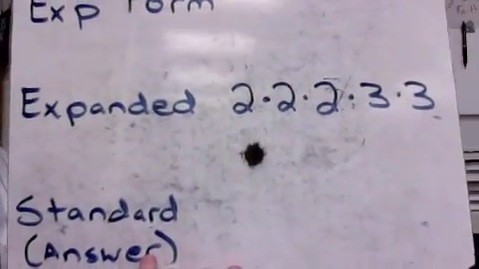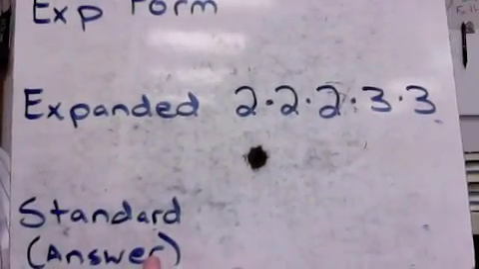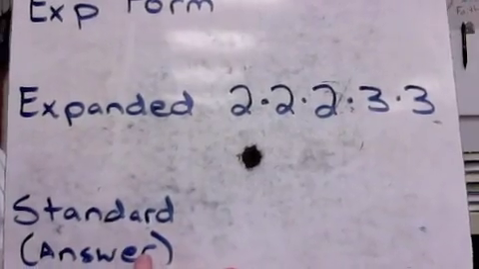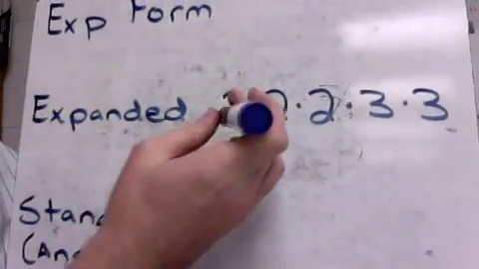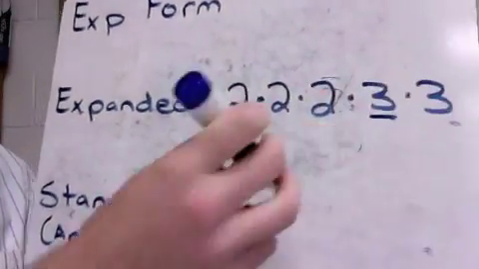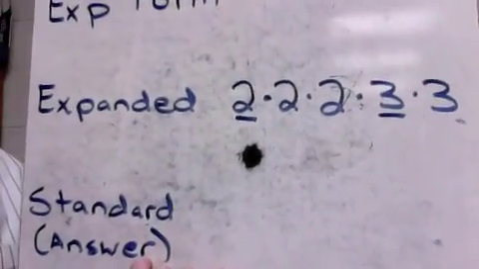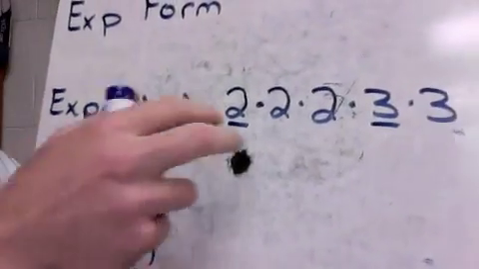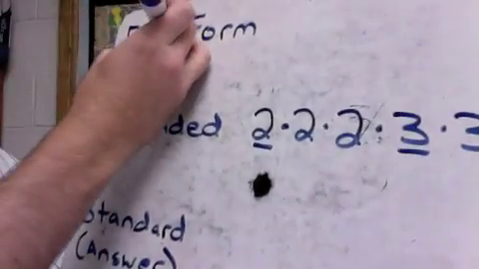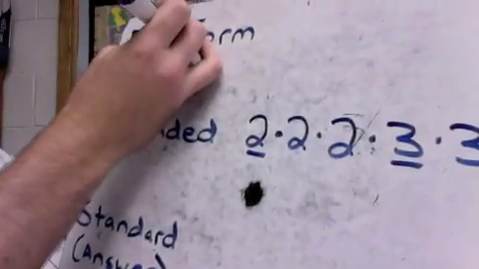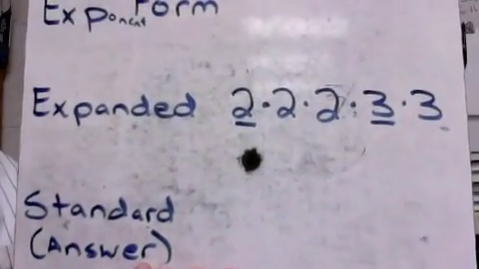All right, I want to see if I can kind of throw you off here. My expanded form is 2 times 2 times 2 times 3 times 3. Okay, I've got 2 different base numbers here. I've got 2 and I've got a 3. See if you can figure out exponent form, exponential form, and figure out what the answer would be.